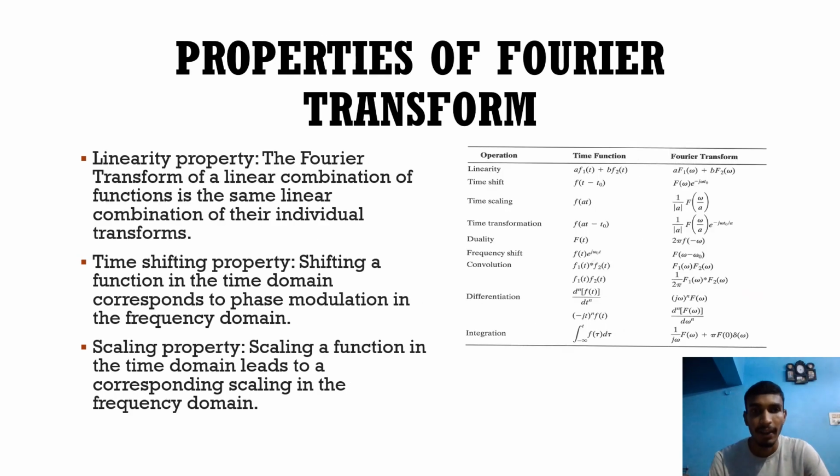Properties of Fourier transform. Linearity property. The Fourier transform of a linear combination of functions is the same linear combination of the individual transforms. Time shifting property. Shifting a function in the time domain corresponds to phase modulation in the frequency domain. Scaling property. Scaling a function in the time domain leads to corresponding scaling in the frequency domain.